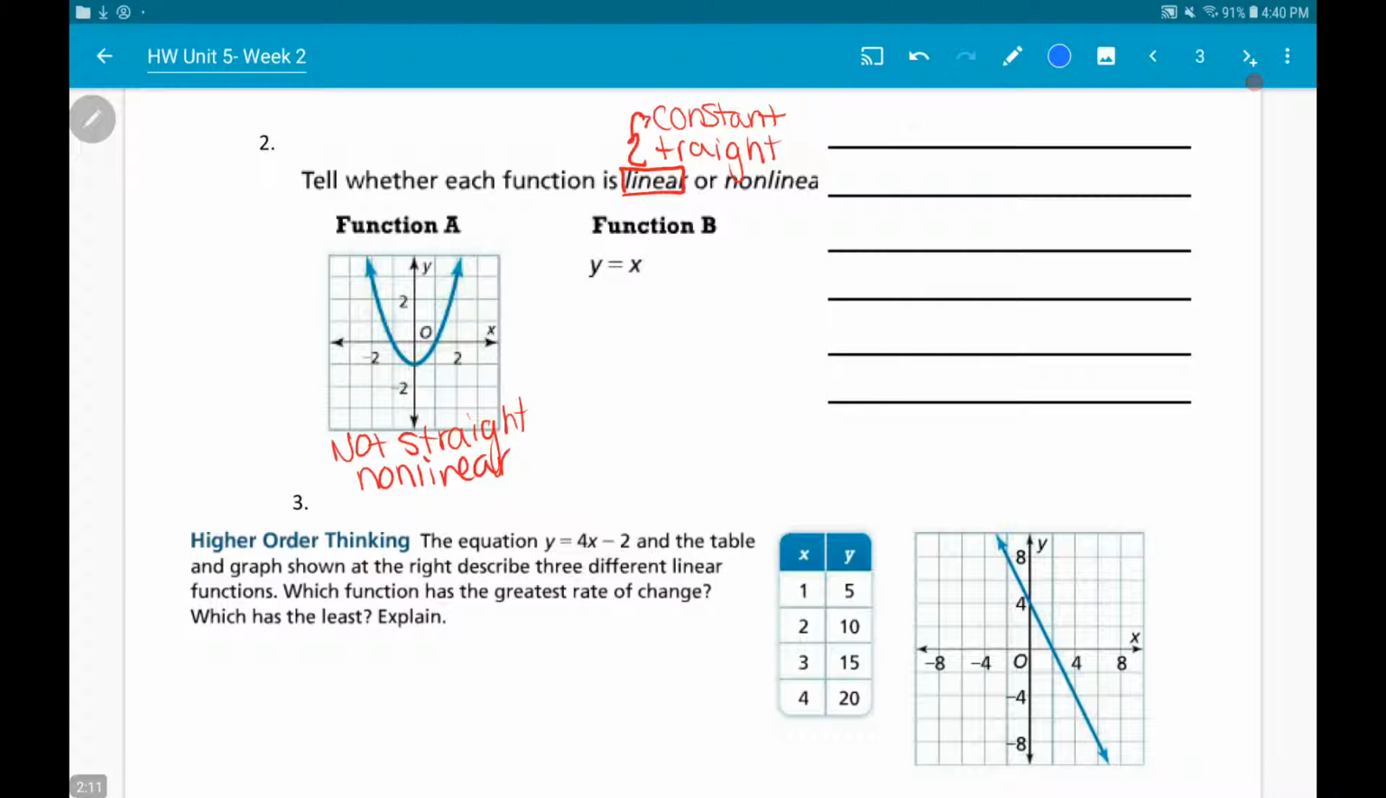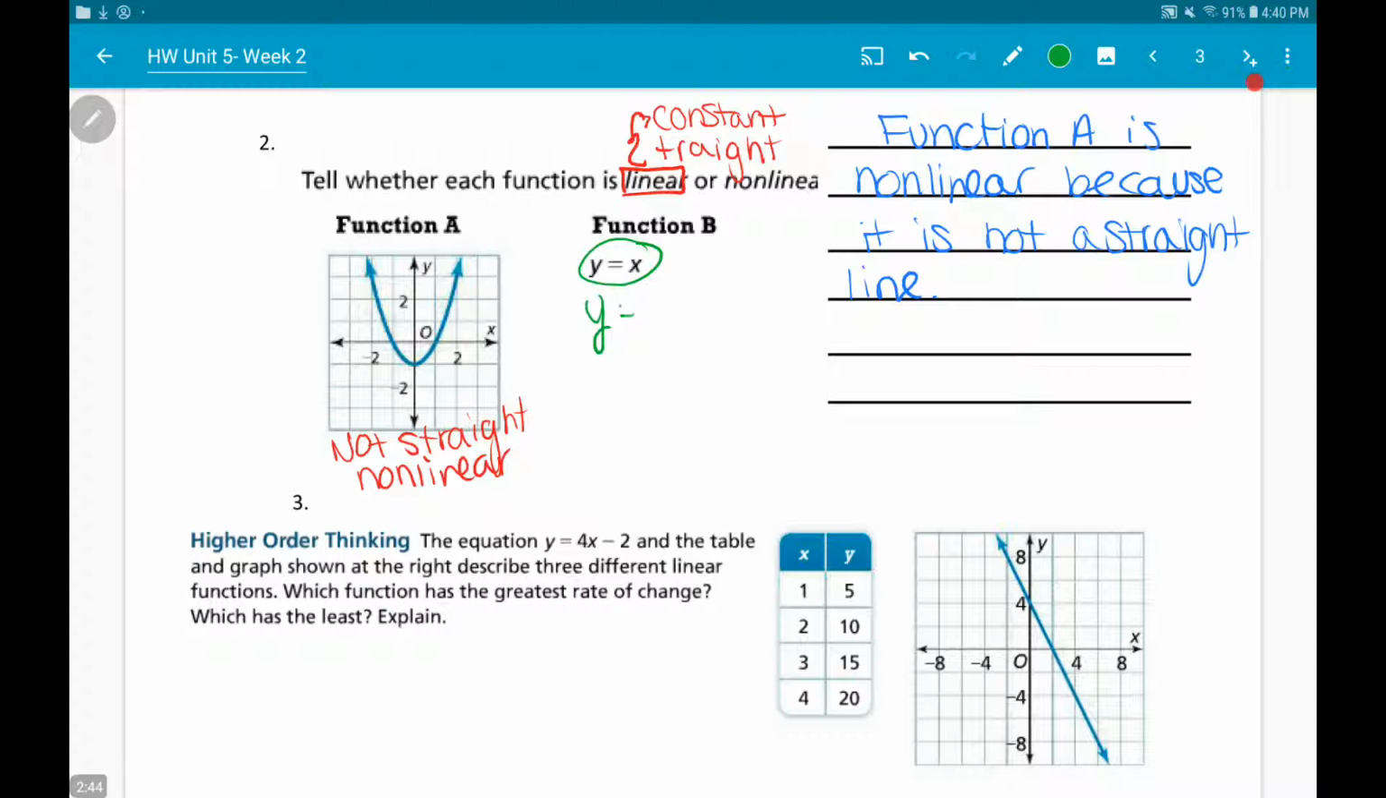I'm going to go ahead and write that sentence for function A. Function A is nonlinear because it is not a straight line. All right, let's take a look at function B. Function B is y equals x. So if I were to plug that in a calculator or look at that graph, I can also see that it is in the format mx plus b. It just doesn't have an initial value, so that means it would be 0.